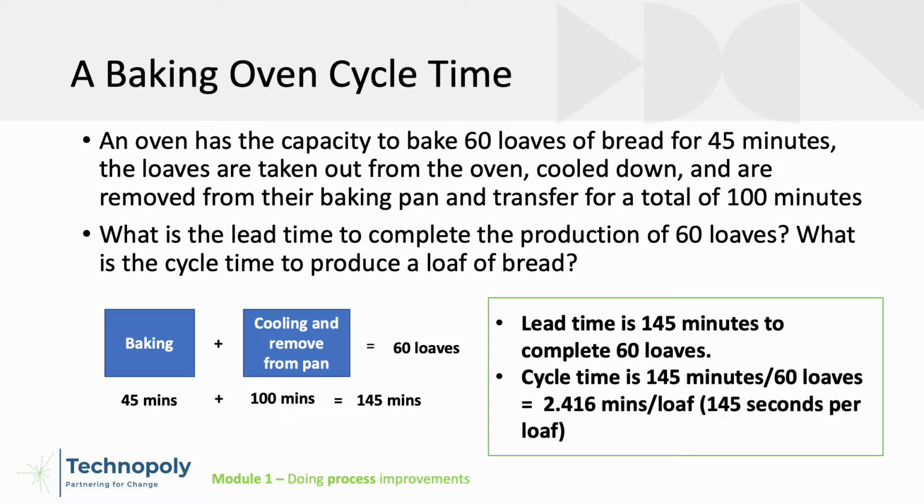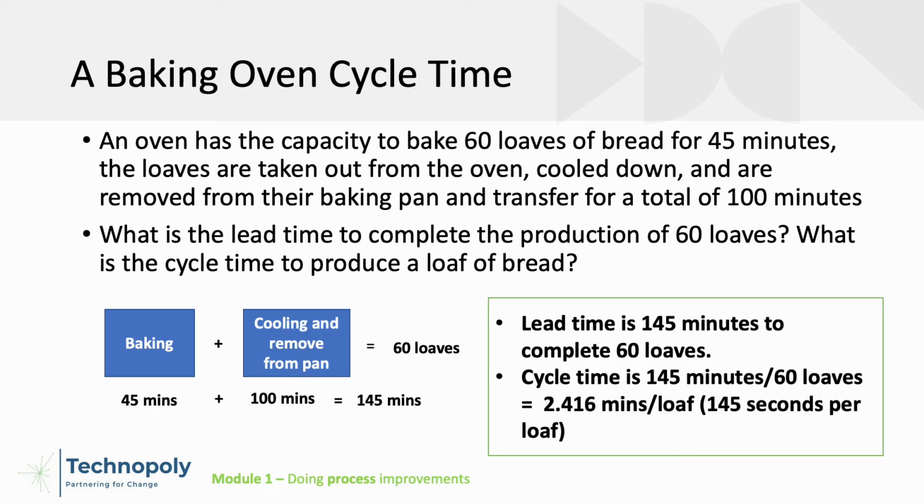Another illustration is looking at an oven where you have a capacity to bake 60 loaves of bread in 45 minutes. The loaves are taken out of the oven, cooled down, removed from their baking pan, and eventually transferred, for a total of 100 minutes. What would be the lead time to complete the production of the 60 loaves? Second, what is the cycle time to produce a loaf of bread?